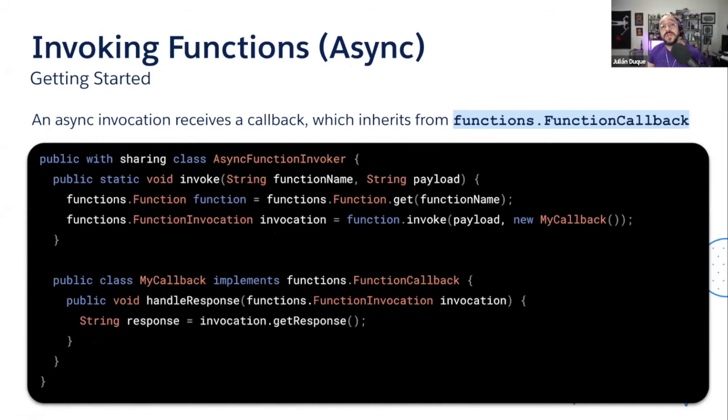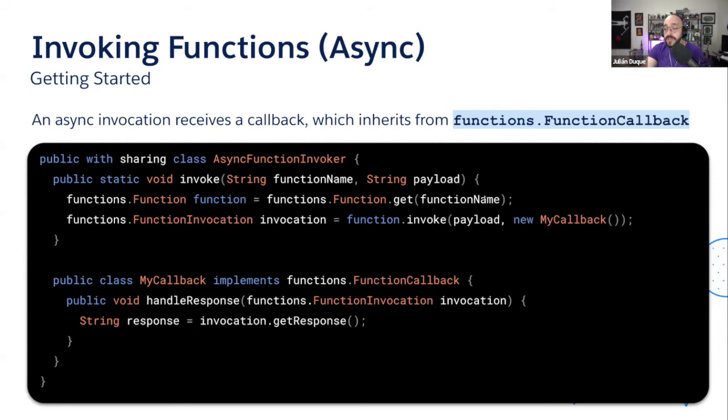You can also invoke a function asynchronously. This is very useful, for example, if you are invoking a function from a trigger or from a platform event. So what you will need to do is implement a callback using the function callback interface to handle the response. And the handle response method is going to get a function invocation, and here is where you do the operation after you get the response.